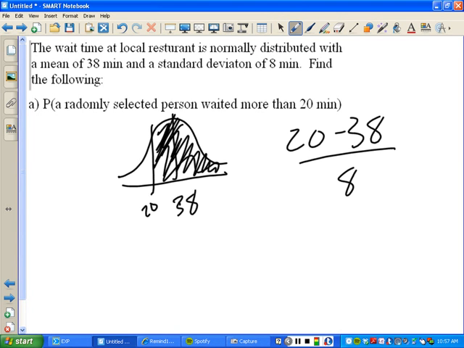Now, when you do that, looks like you get negative 18 divided by 8, which is negative 2.25. You could use a calculator for that just as easily. Are you going to use a negative or positive z-score? Positive z-score. What do you get? .9878. Good job.